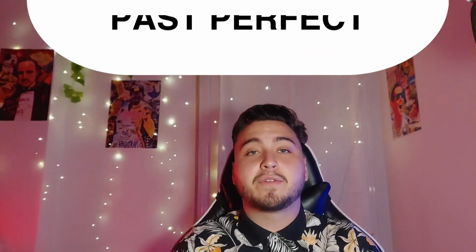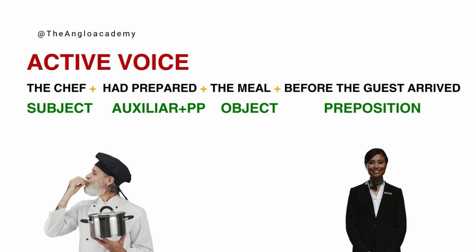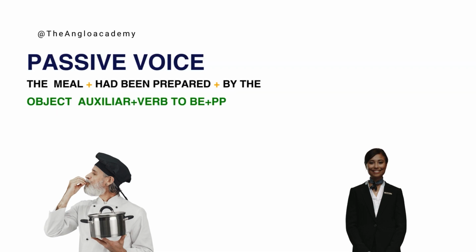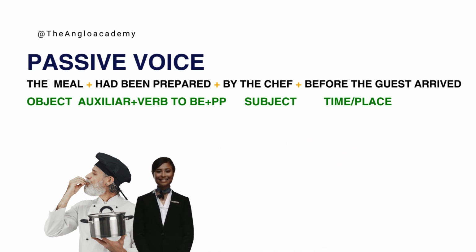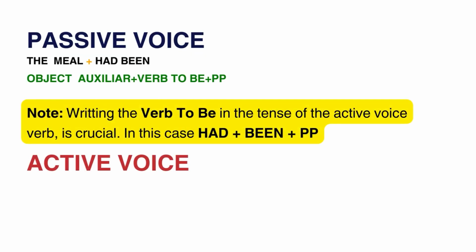Finally, with the past perfect tense, it happens exactly the same. The chef had prepared the meal before the guests arrived. The meal had been prepared by the chef before the guests arrived. The meal, object, had been, verb to be, prepared, verb, by the chef before the guests arrived.